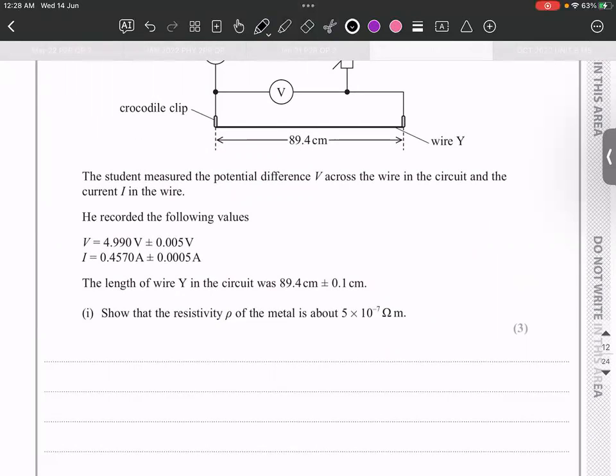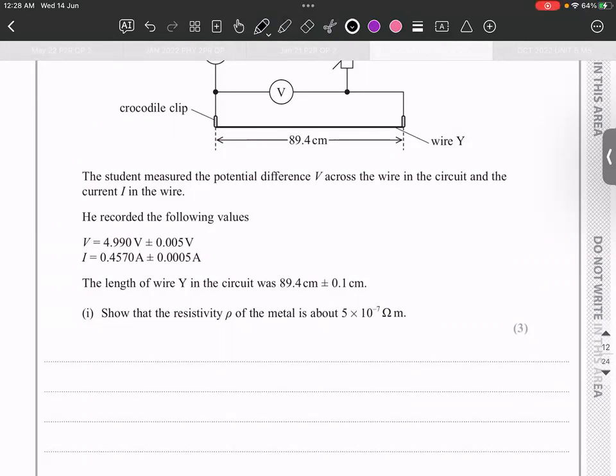Next, the current through this, what is the value of the current? The value of the current is 0.570 plus or minus 0.005 ampere. The length of the wire Y in the circuit is also given as 89.4 plus or minus 0.1 centimeter. Show the resistivity of the metal is about 5 times 10 to the power of minus 7 ohm meter.